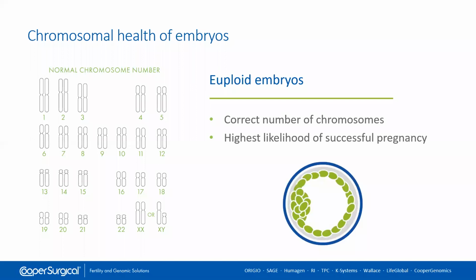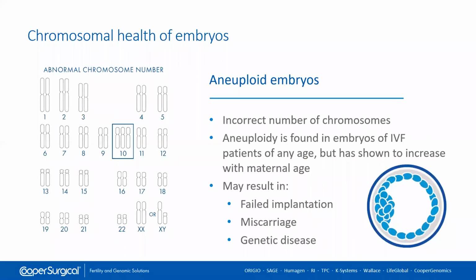And the whole concept of PGT-A was born from the knowledge from natural conceptions and testing of products of conception that a lot of miscarriage is driven by an incorrect number of chromosomes. So the logic is if you can test that embryo for the correct number of chromosomes, you stand the highest likelihood of success from that embryo transfer. So this is a normal, healthy embryo with 46 chromosomes.